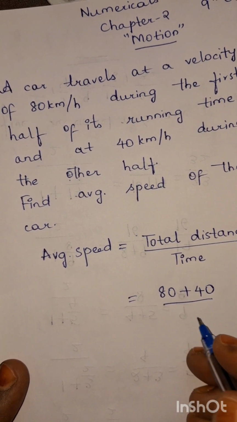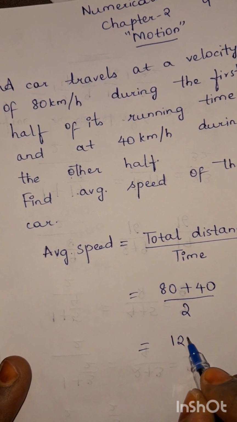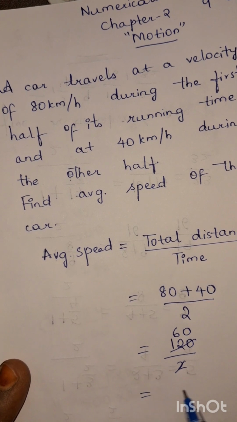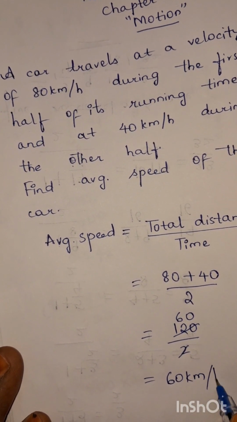So how much time did they take? 2 hours. So 80 plus 40 how much? 120 by 2. 2 ones are 2, 2 sixes are 12. So the average speed is how much? 60 kilometer per hour.